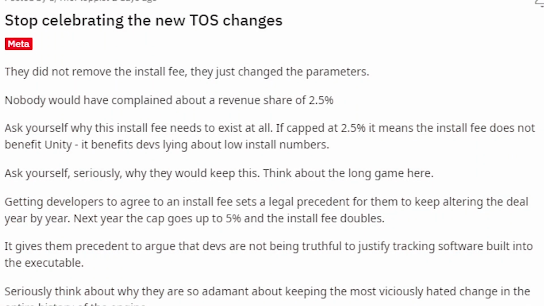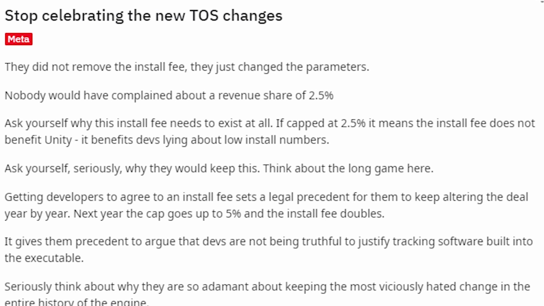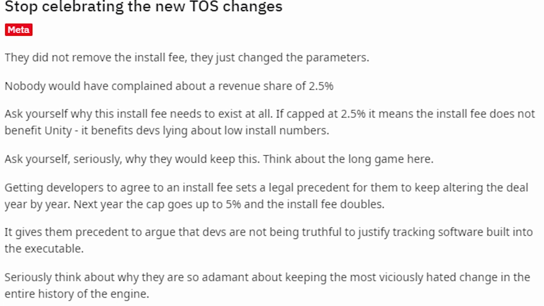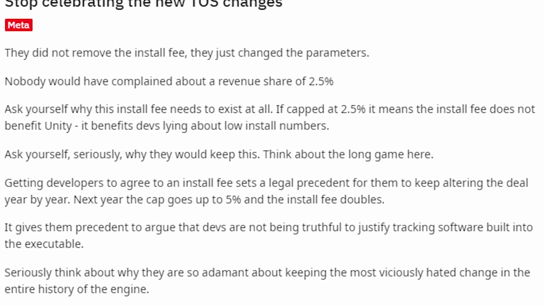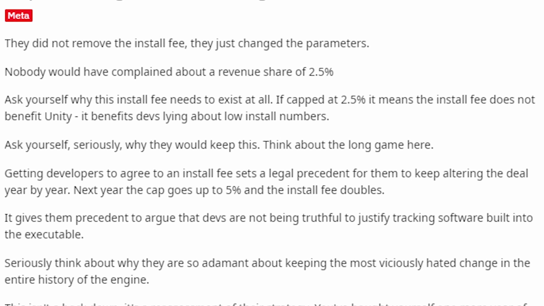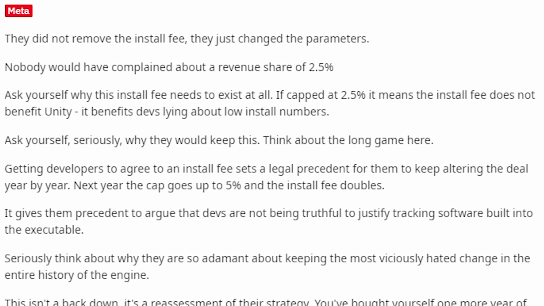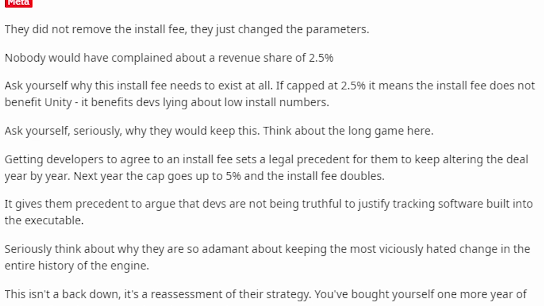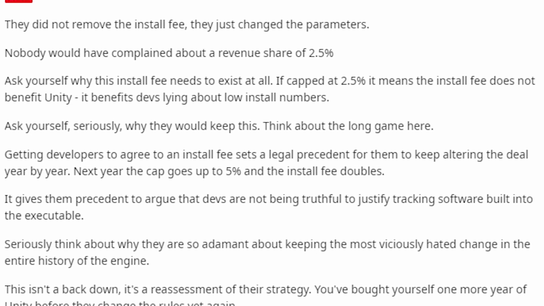They did not remove the install fee, they just changed the parameters. Nobody would have complained about a revenue share of 2.5%. Ask yourself why this install fee needs to exist at all. If kept at 2.5%, it means the install fee does not benefit Unity. It benefits devs lying about low install numbers. Ask yourself seriously why they would keep this. Think about the long game here.